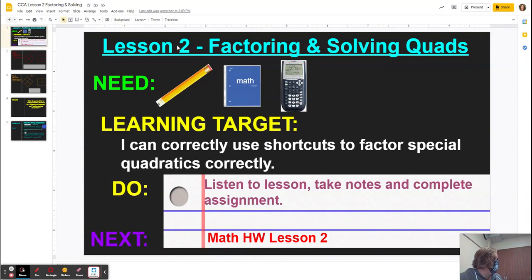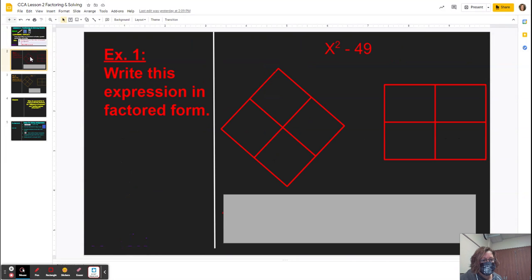So again, on your paper, lesson 2, today's date is 5/7. And let's just get right into our first example. It's a great continuation of what we talked about on Tuesday. So again, we're going to write this expression in factored form. We're going to use the diamond problem. We're going to use the area model. And remember, when we talk about factored form, everybody, we're looking for what's going to go inside those parentheses. The stuff that appears on the outside, the top of the rectangle and the side of the rectangle, that's what goes inside the parentheses for that factored form.